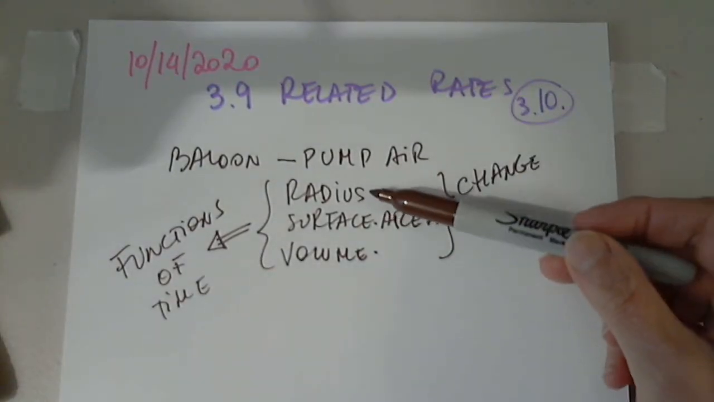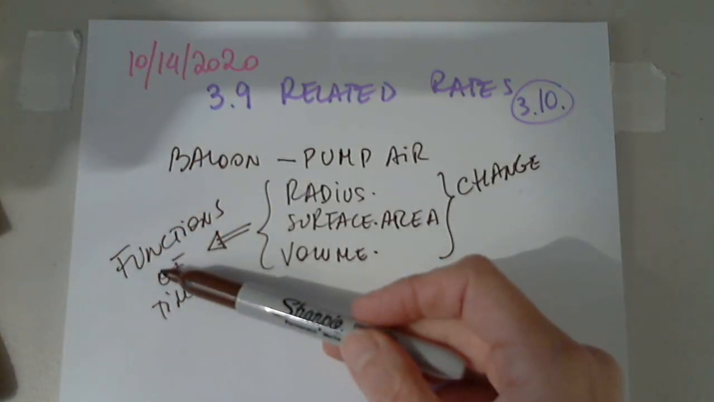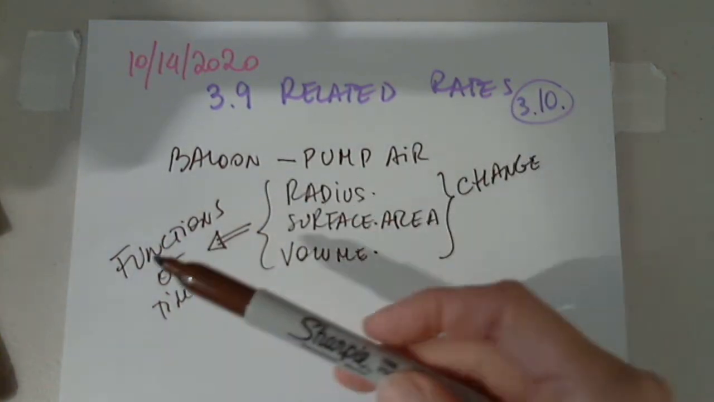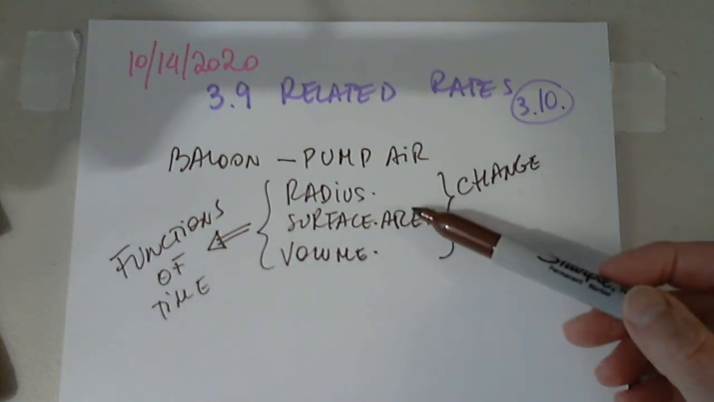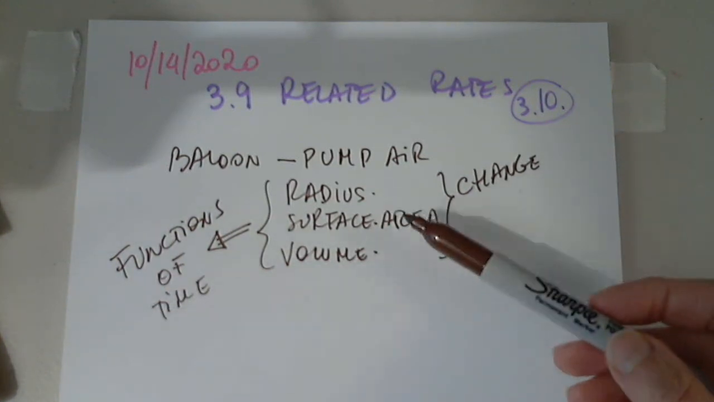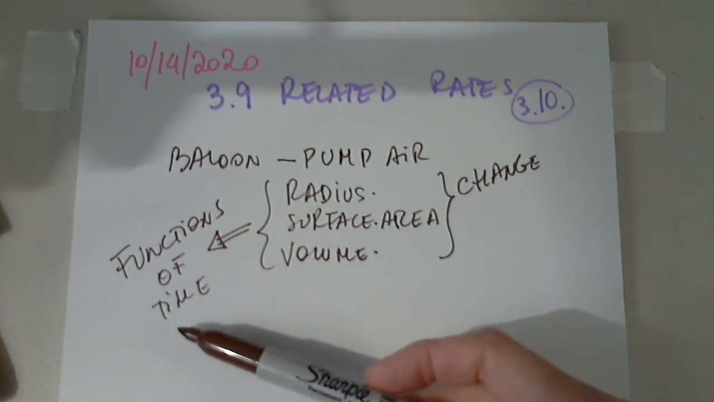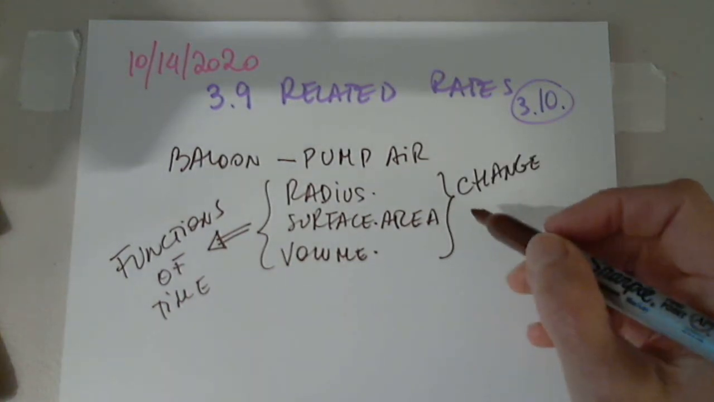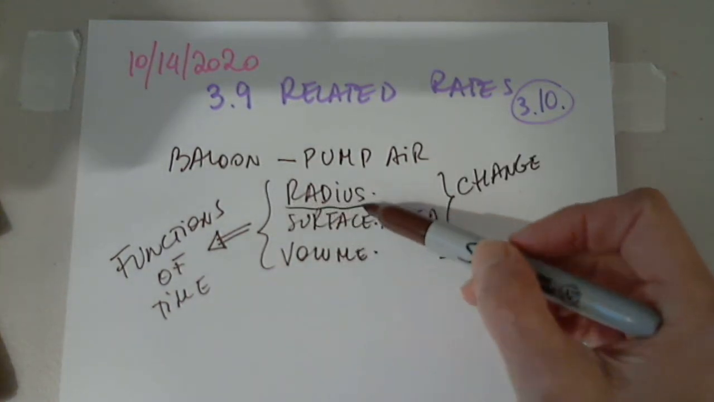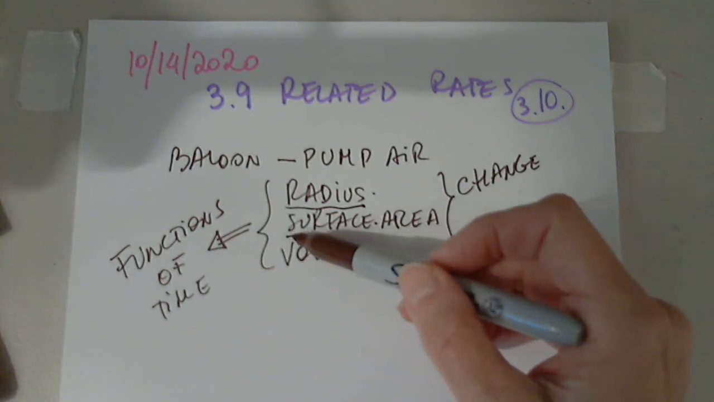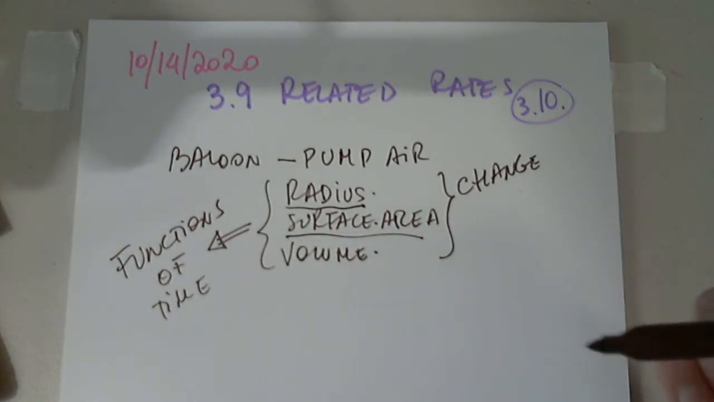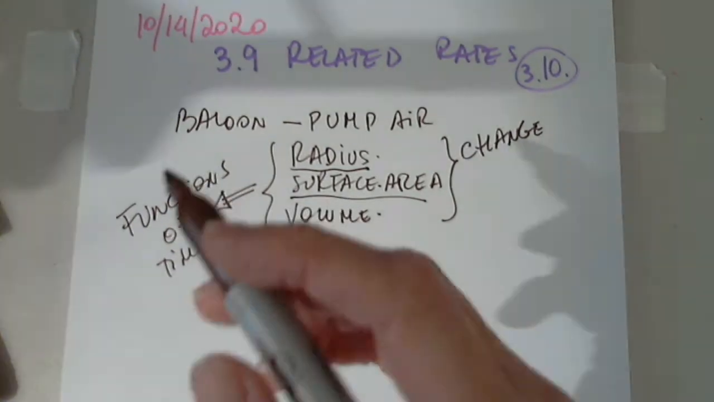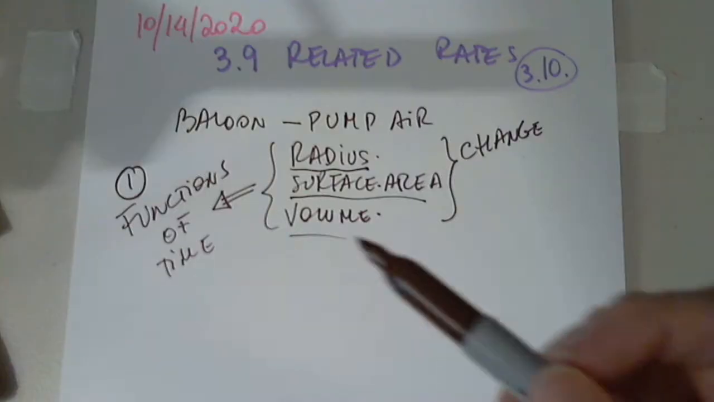Because the input will trigger the output. More air will trigger more radius. More air will trigger more surface area. More air will trigger the volume. It all depends on time. So radius will change with respect to time. The surface area will change with respect to time. The volume will change with respect to time. So this is number one that happens.